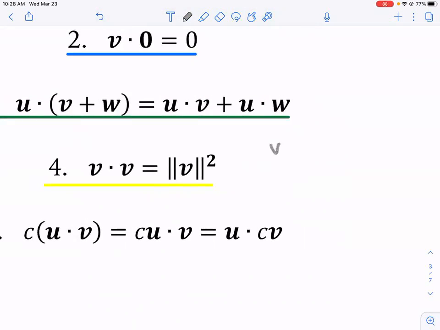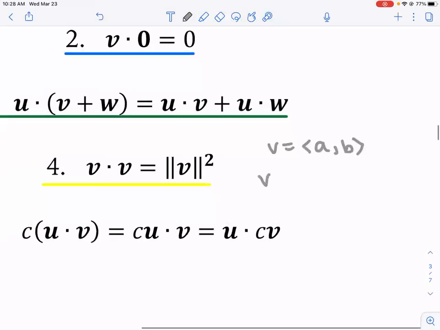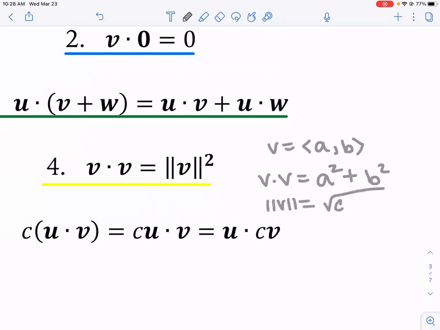If vector V is (a, b), then V dot V would be a times a plus b times b, which is a squared plus b squared. Well, magnitude is the square root of a squared plus b squared, right? So if we square the magnitude, we have the same thing as this right here. Ooh, that's cool.